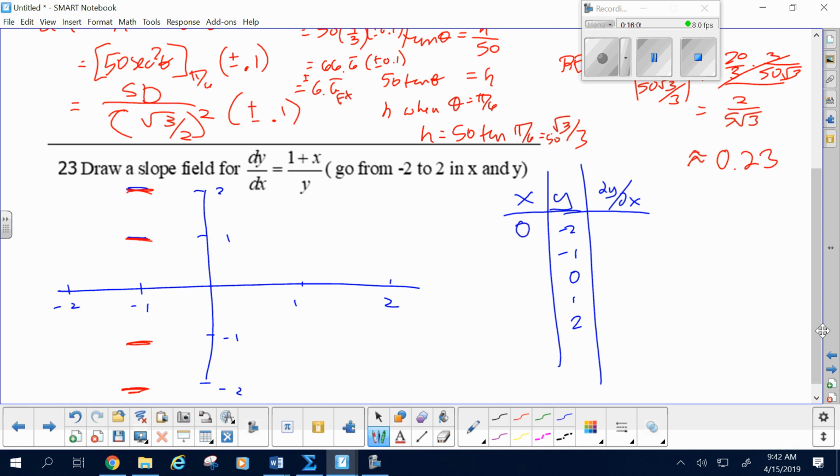And when y is 0, what do you get? What kind of slope when you have a 0 in the denominator? Vertical. So when y is 0, which is here, 0, 0, 0, 0. This point here, where you have 0 at the top and 0 at the bottom, that doesn't exist. Do not graph it. Okay, so this point at -1, 0, put nothing.